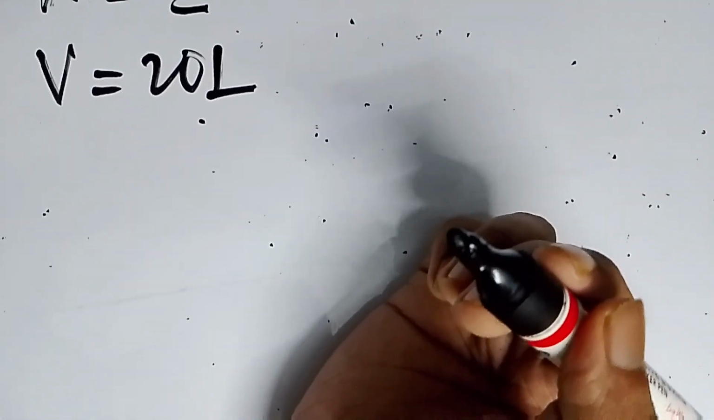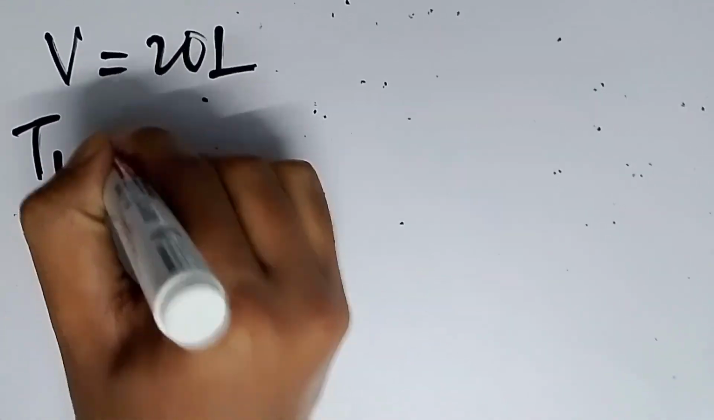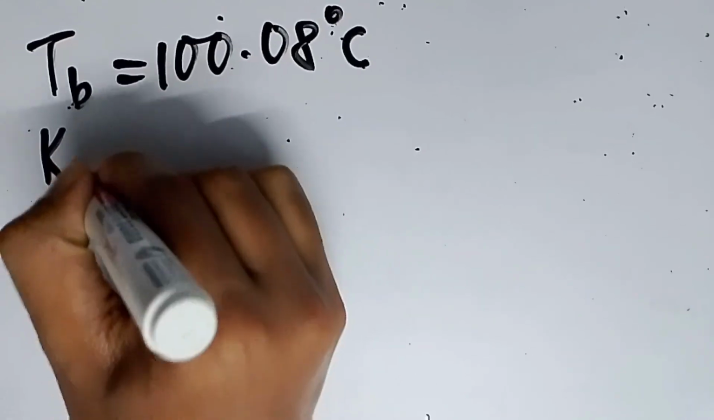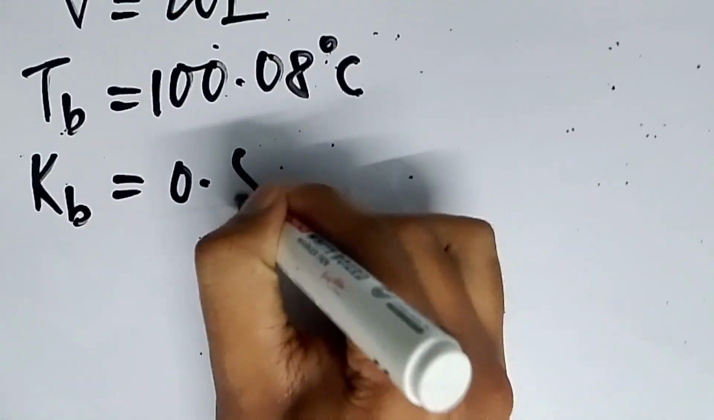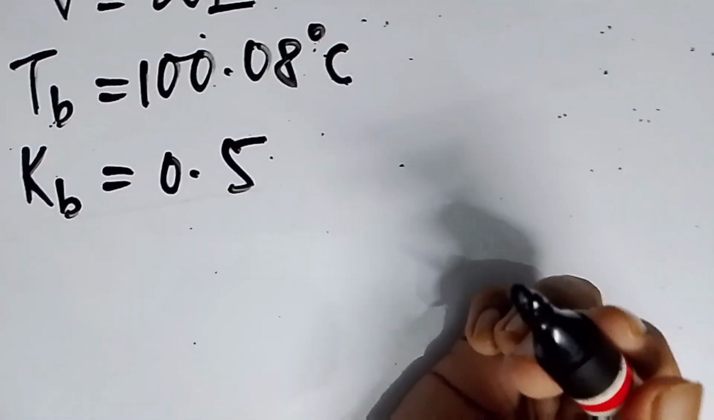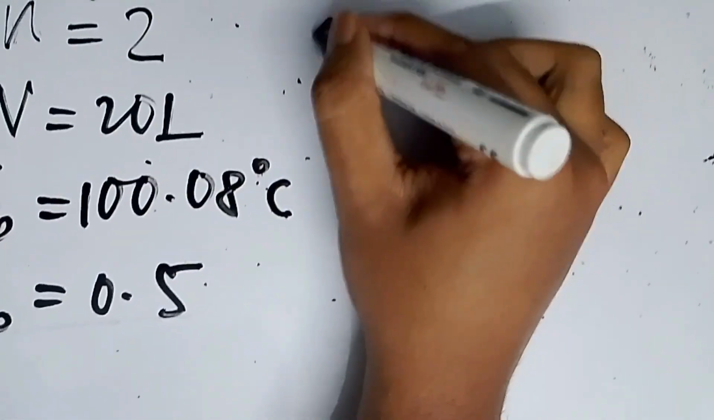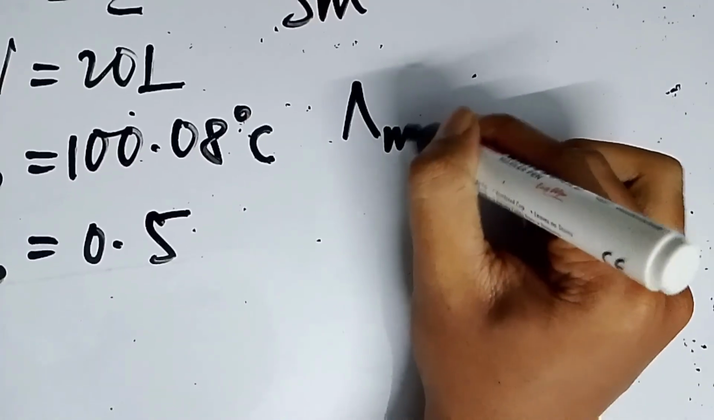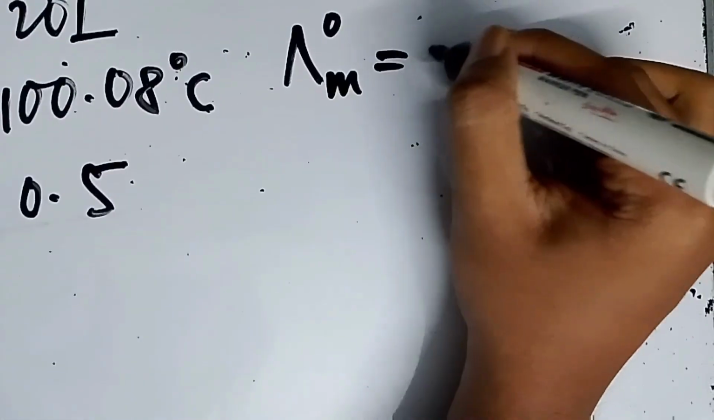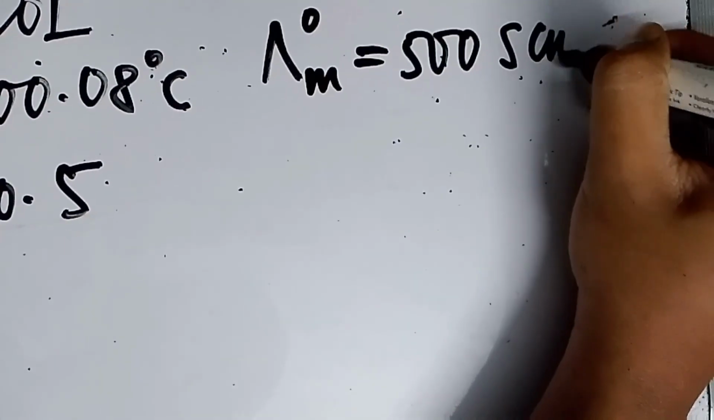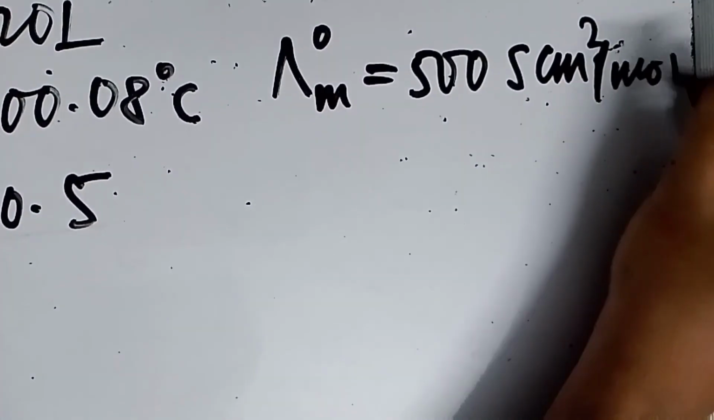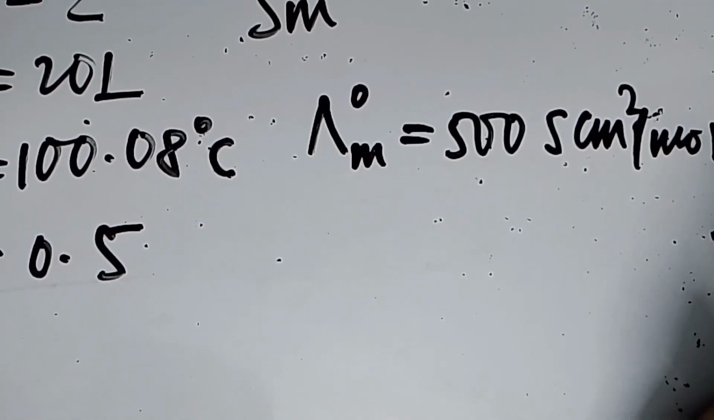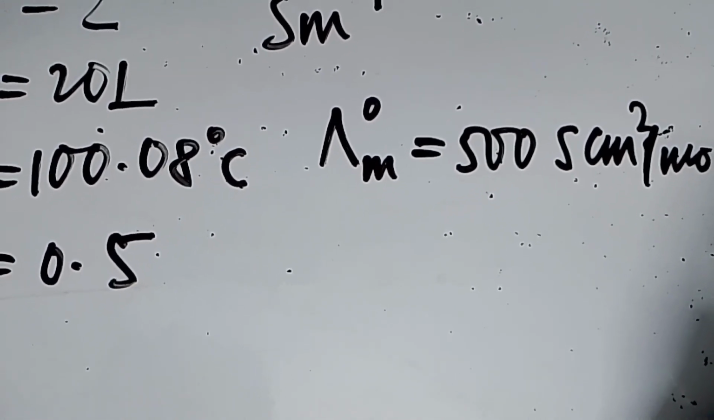And if the boiling point of the solution is found to be 100.08 degrees Celsius and the Kb of water is 0.5, then calculate the conductivity of the solution in Siemens per meter. And it is given that lambda m naught is equal to 500 Siemens centimeter square per mole, and we need to find the conductivity. And it is given that we can assume molarity equal to molality.